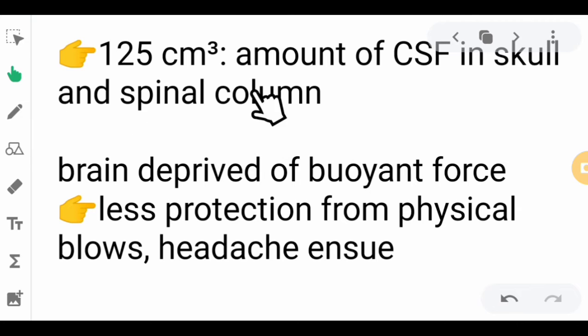The skull and spinal column contain only about 125 cubic centimeters of CSF, so even a small loss is very significant. It is very important for the buoyant force, because if the brain has low CSF, it will be deprived of buoyant force and of oxygen as well, and there will be less protection from physical blows, and you will experience a severe headache.